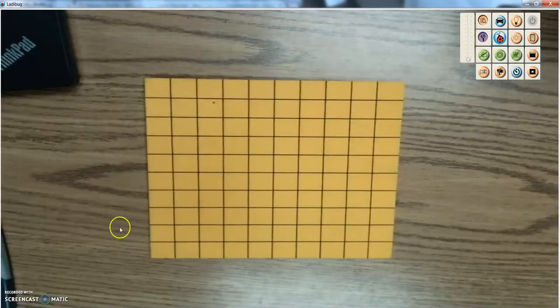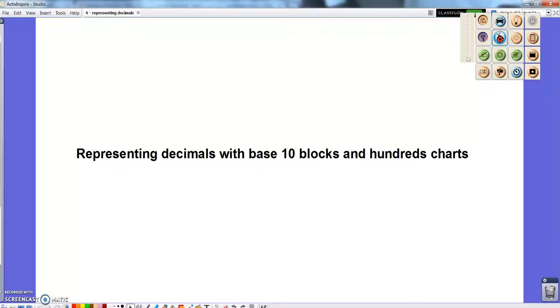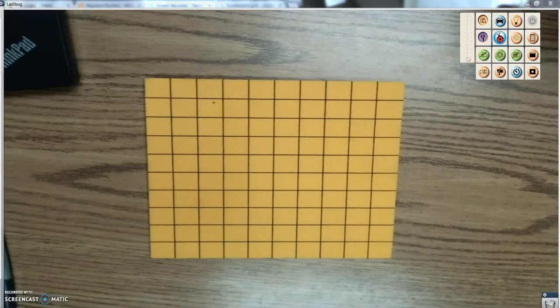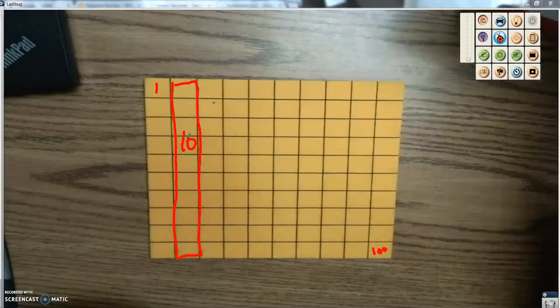Oh, good old base 10 blocks, right? I've been working with those for a long time, probably since kindergarten, I would guess. And these are real familiar, right? You're used to, in base 10 blocks, this is one block. And there's 100 of them. And if that's one, then a whole bar is 10, which they usually look like.